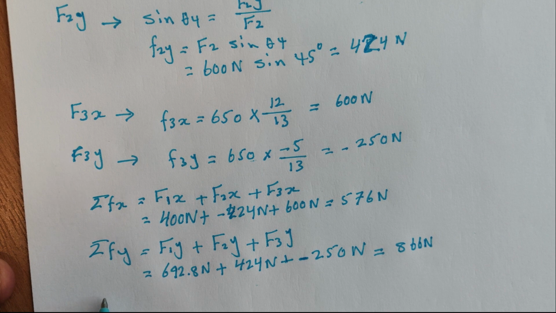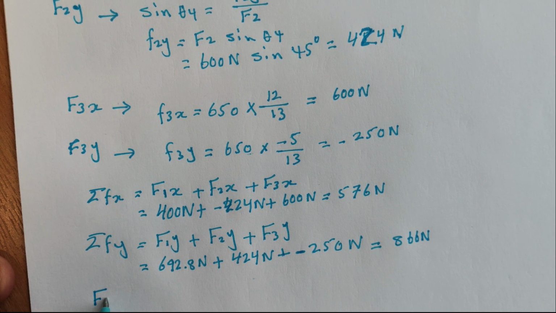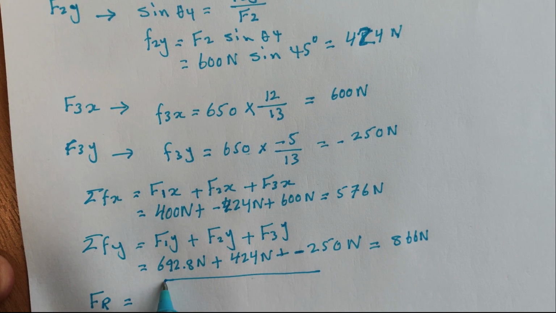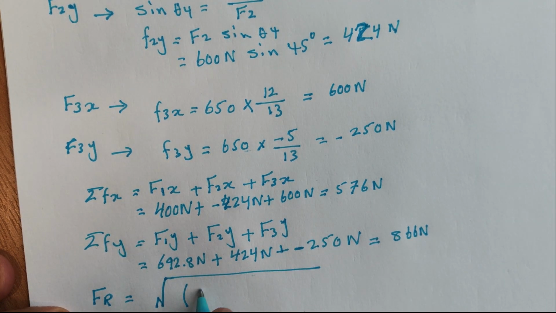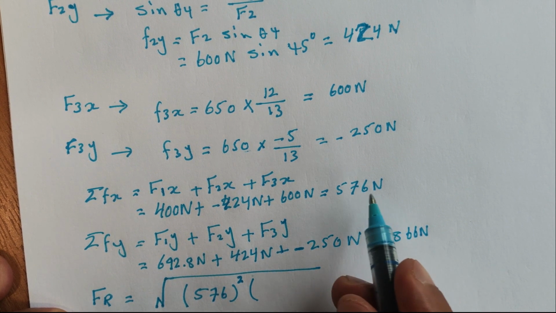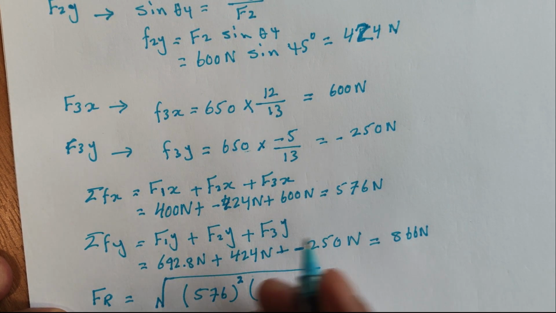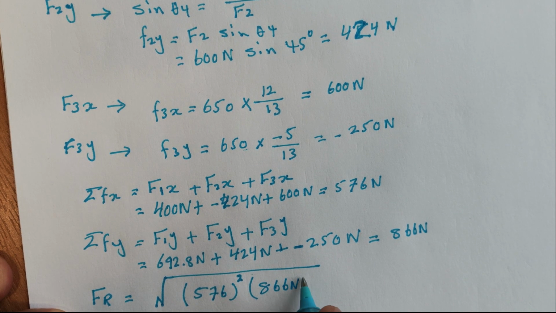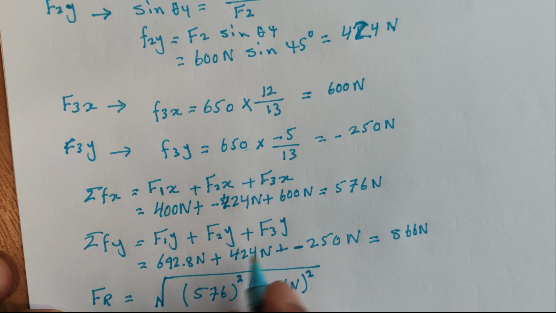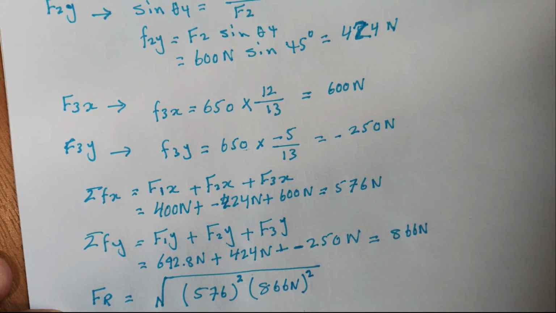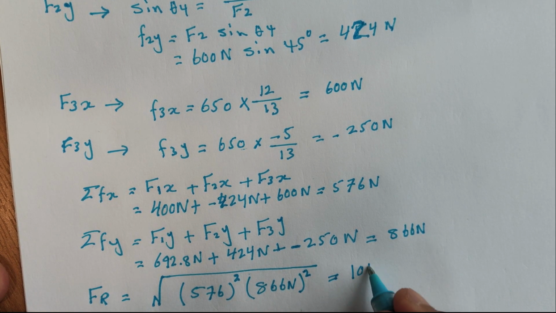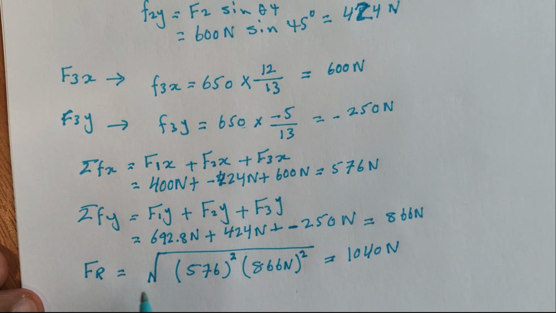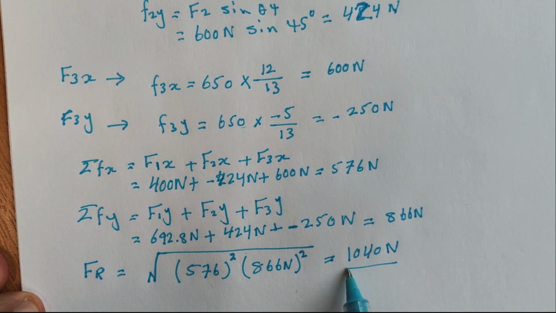Now we got the sum of the forces on the x direction and the sum of the forces in the y direction. Easily we'll be applying the Pythagorean theorem to find the magnitude of the resultant force, where we take the square root of the sum of the forces on the x direction, which is 576 squared, plus the sum of the forces on the y direction, 866 Newton, also squared. When you take the square root of these numbers, they should equal 140 Newton. We got the magnitude of the resultant force.